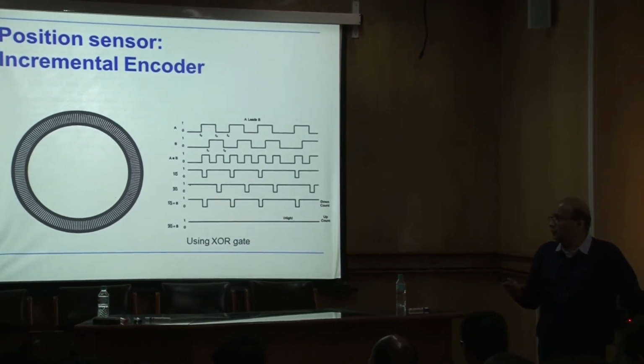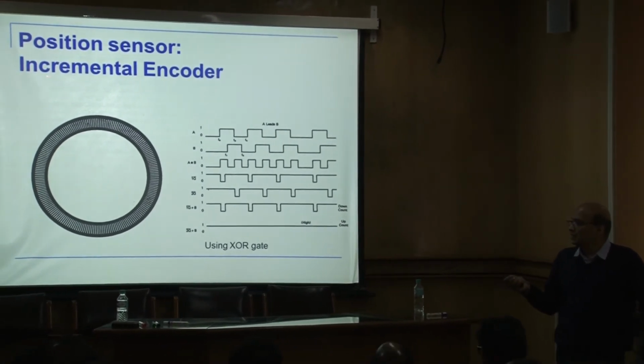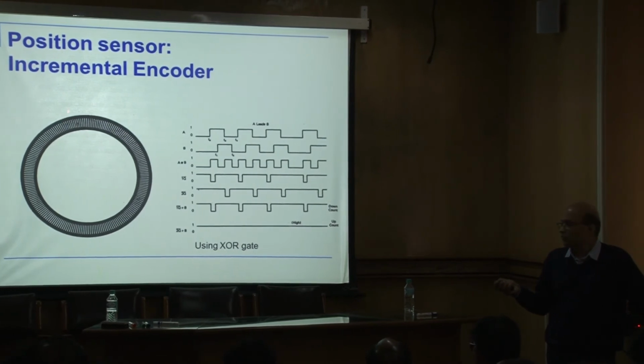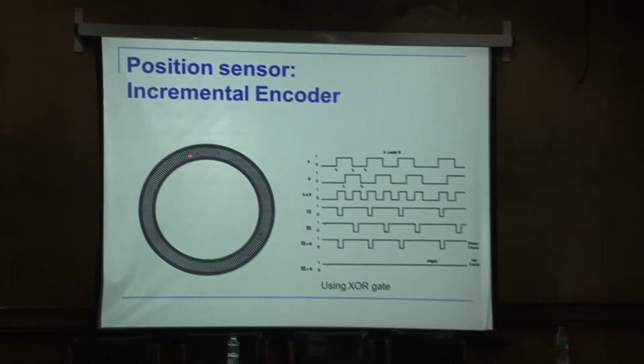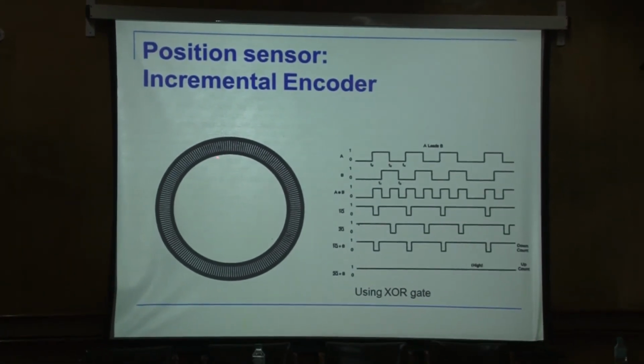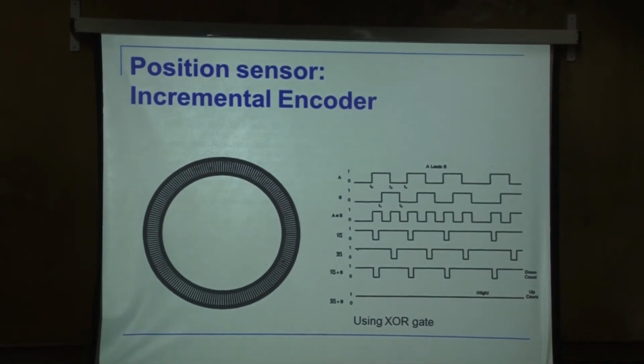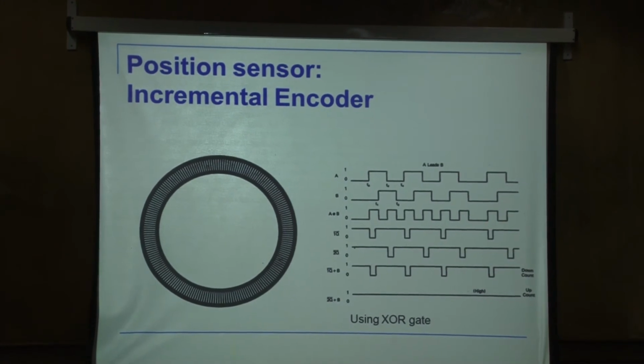Now, the only problem with this is that it is an incremental device, so there is no absolute position. There is no absolute zero here. The second point is, if it is rotating this side or it is rotating that side, meaning clockwise or anti-clockwise, the signal is going to be the same. So how does the controller figure out what is the direction of rotation?